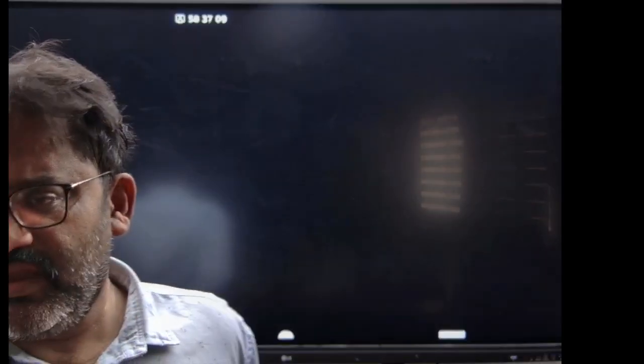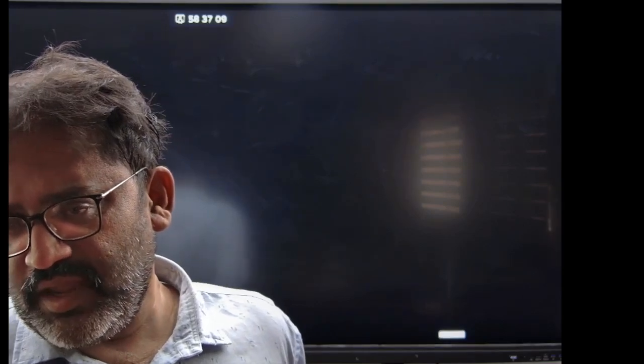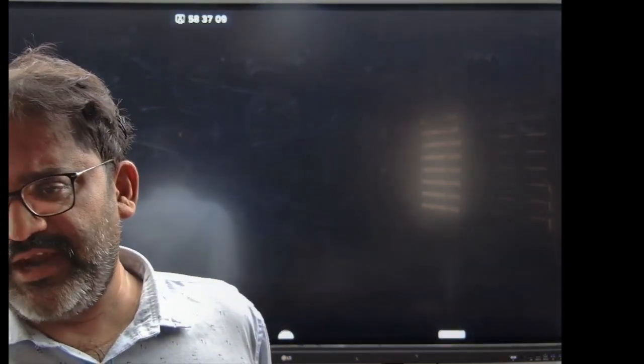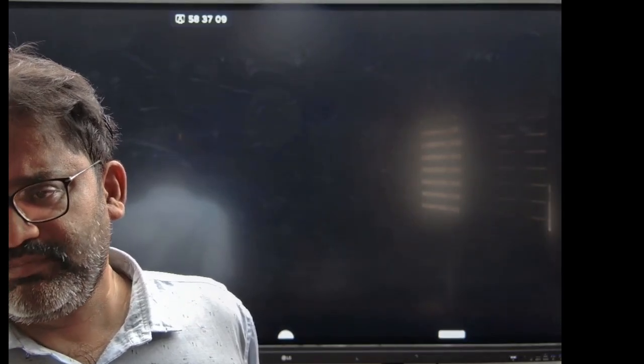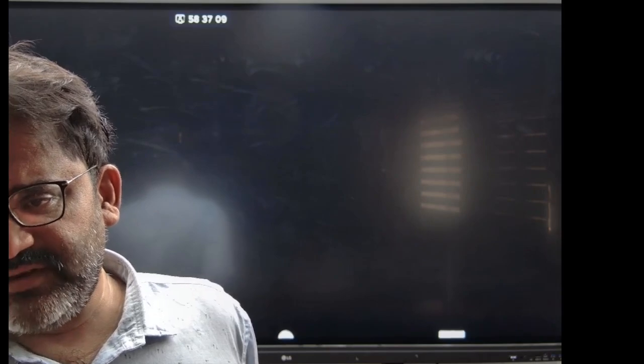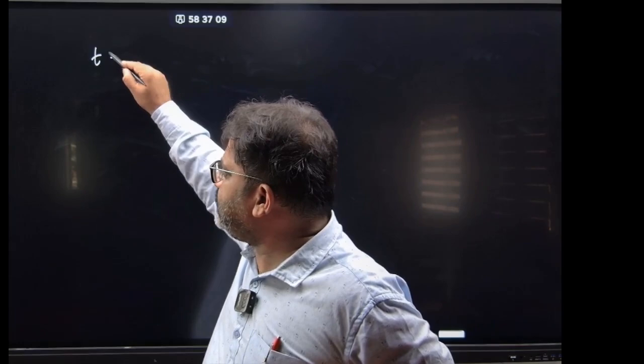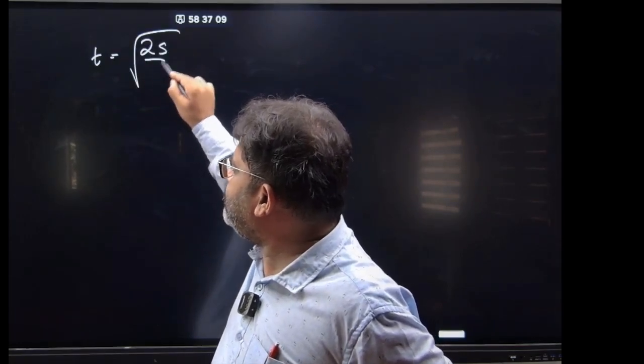So here the best method of solving is dimensional analysis. On the left hand side you have got time, on the right hand side we have got 4 options. So compare and find out what is the best option we can get for this time. So this we can do directly by dimensions. If you want to do it actually, we can say time t is equal to root of 2s divided by a.